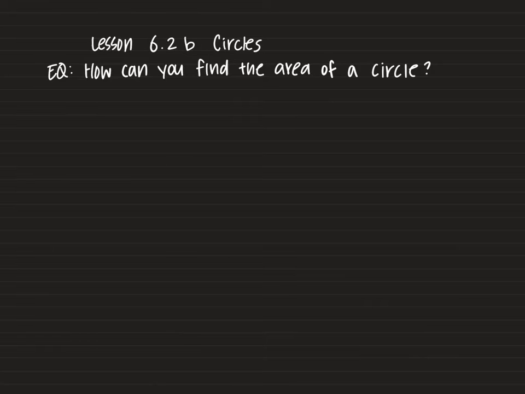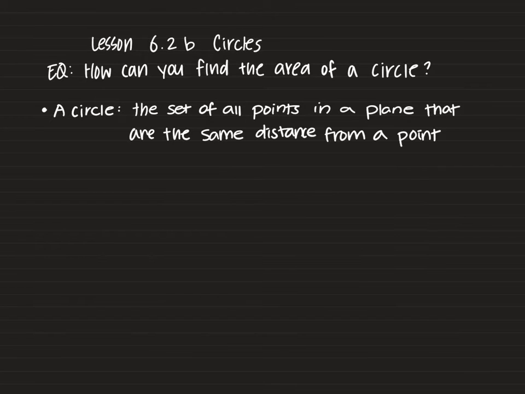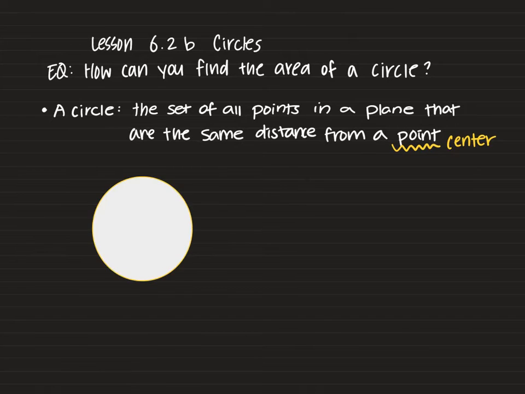First, let's define a circle. A circle is the set of all points in a plane that are the same distance from a point, and we call that point the center. So basically you have a dot, the center, and if you draw lines that are equally distant from that point, you're going to draw a circle. It doesn't matter where you draw the line, you're going to have the same measurement, and we call this a radius when you go halfway through the circle from the center.